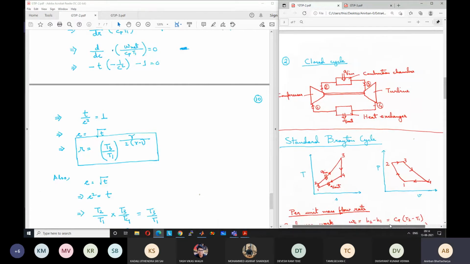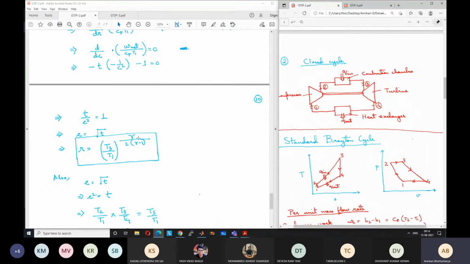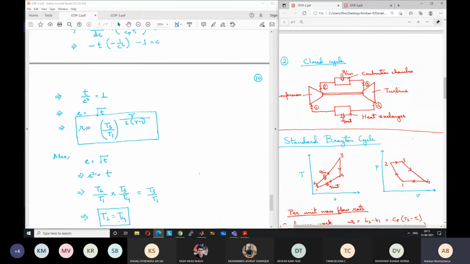R is equal to (T3 by T1) to the power gamma by 2 gamma minus 1. Okay. So this is the point. For this value of R, you get the maximum work output. Let us try to understand this better physically.